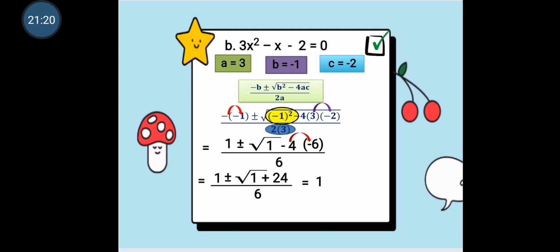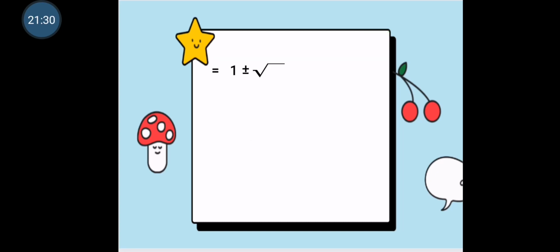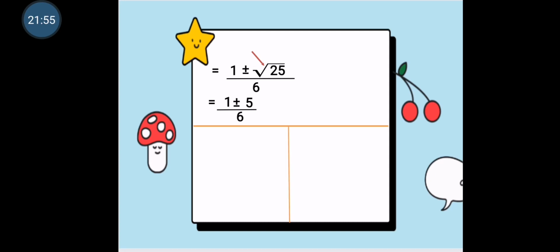Simplify. 1 plus minus 1 plus 24 is the square root of 25 over 6. Okay? Next, continue natin dito. So, since ganito na po nangyari, alamin na natin kung ano ang square root ni 25. Since 25 is a perfect square, so the result is either positive or negative 5. And then over 6. So, para makuha natin ang first and second root, paghiwalayin natin.